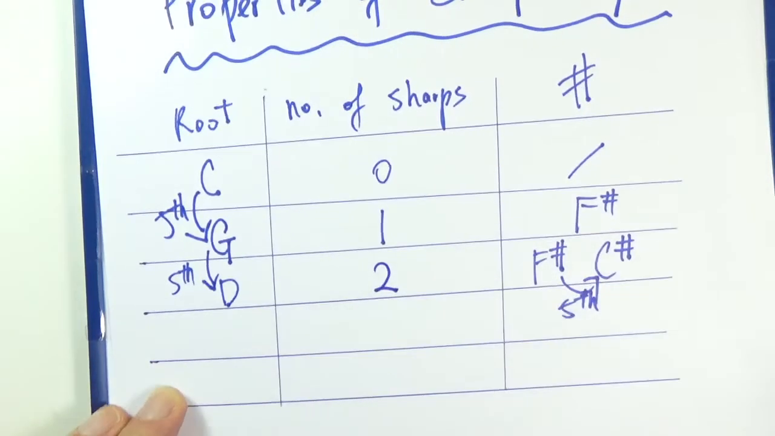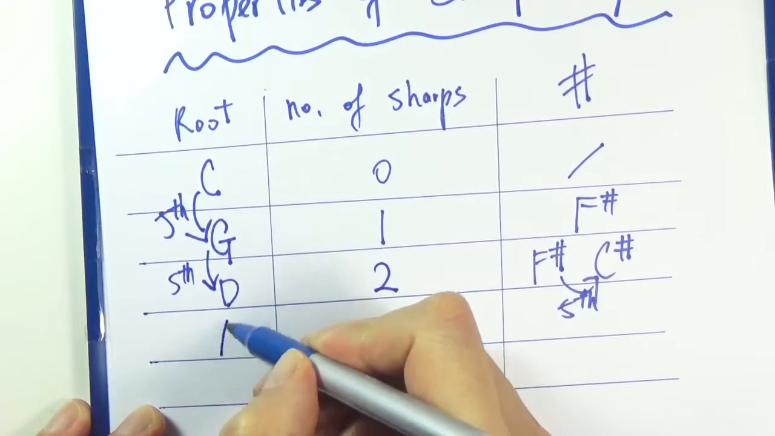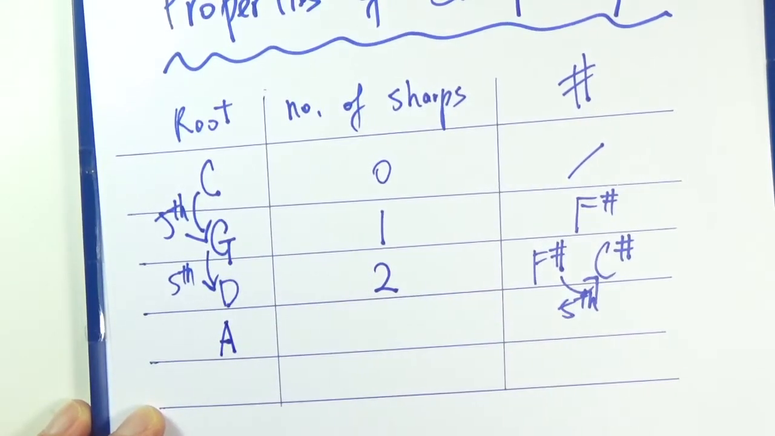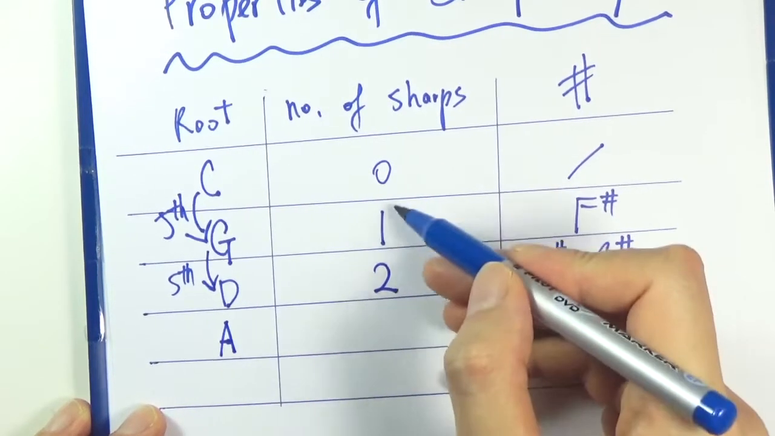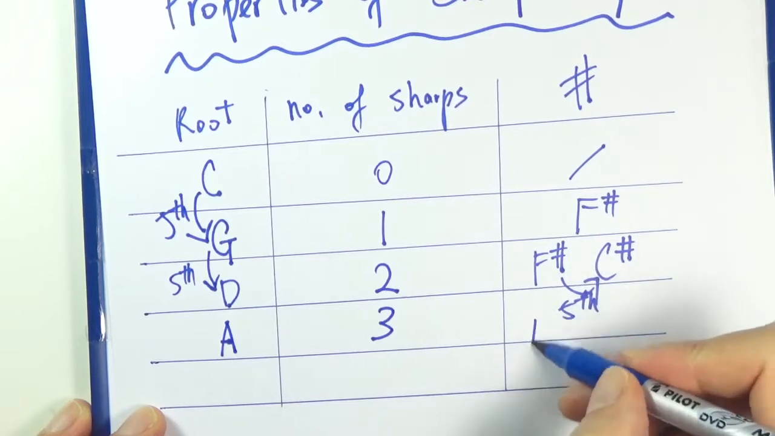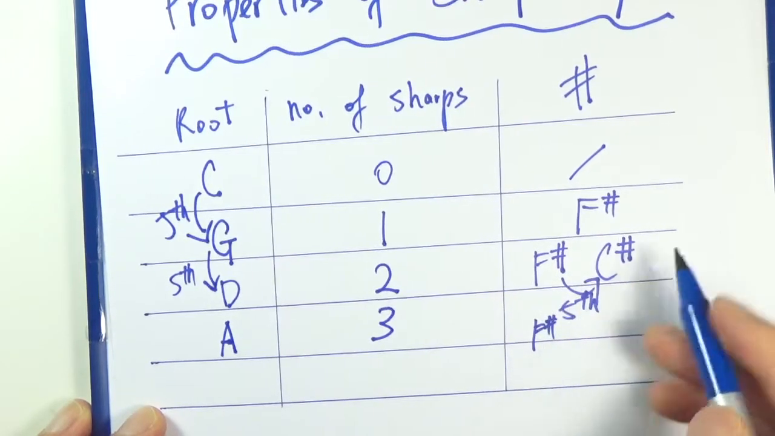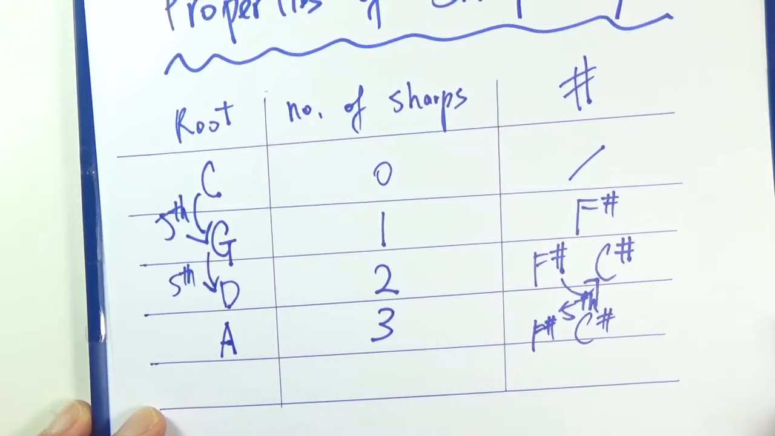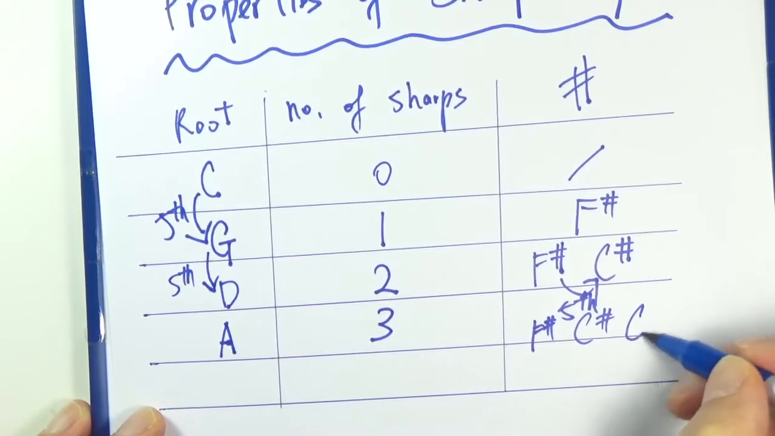And we have 2 sharps here. Let's do 2 more. D, E, F, G, A. That's our fifth above D. We should have 3 sharps. And in this case, we will have F sharp, C sharp, G sharp.